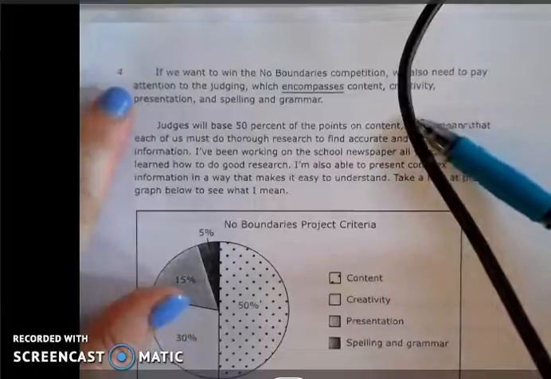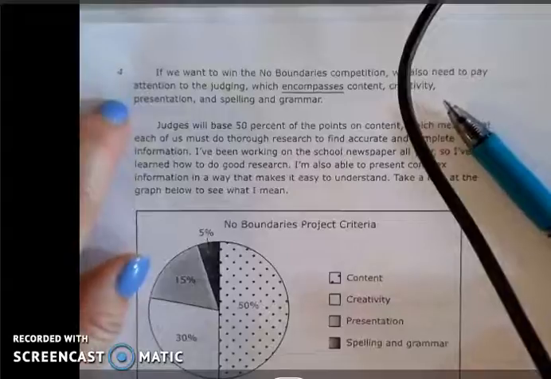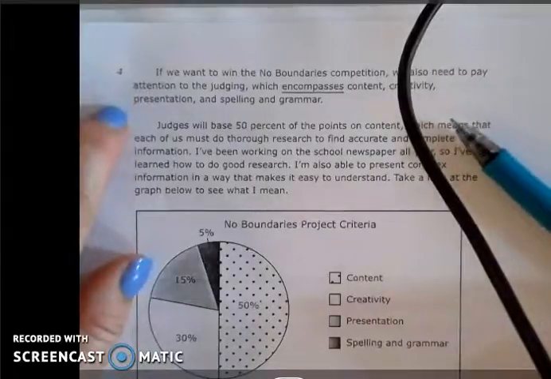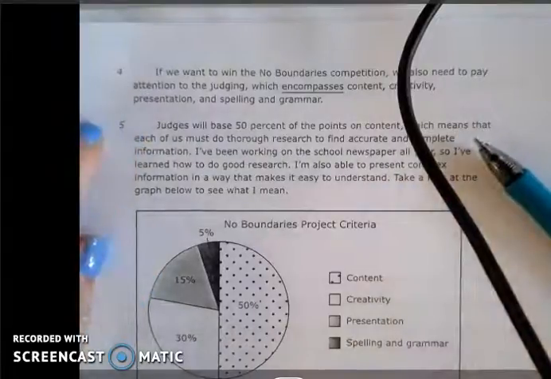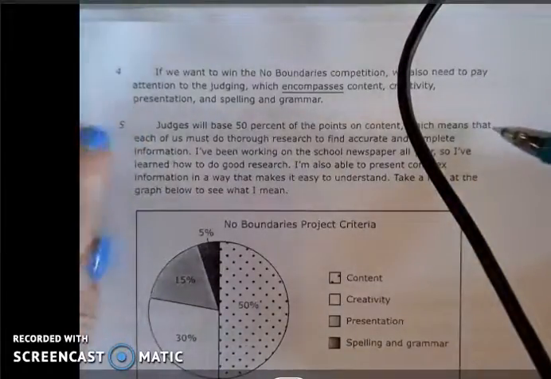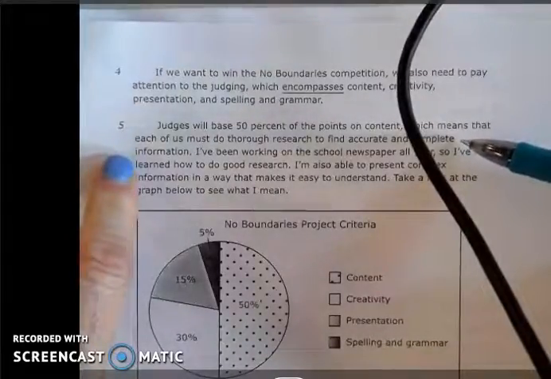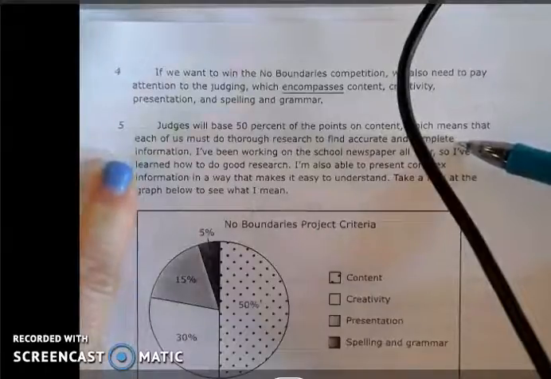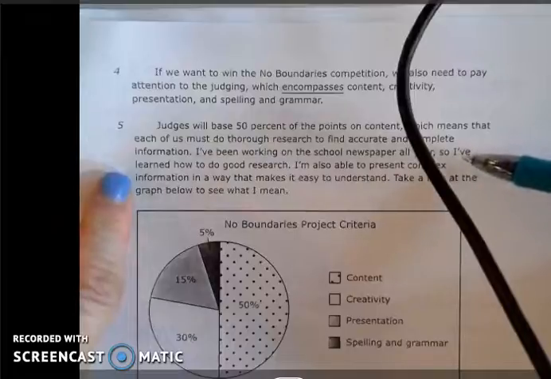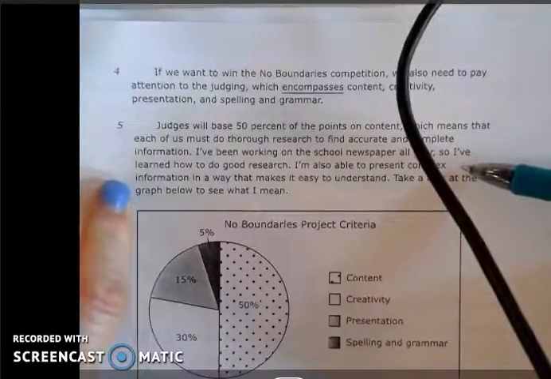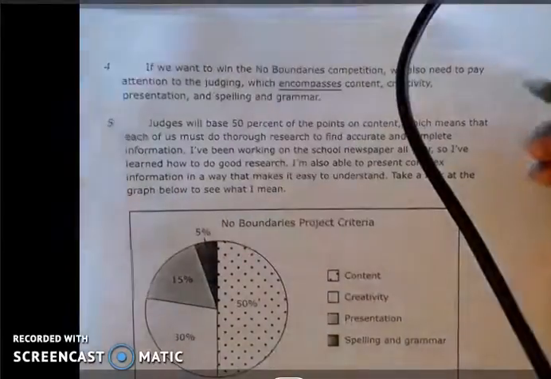If we want to win the No Boundaries competition, we also need to pay attention to the judging, which encompasses content, creativity, presentation, and spelling and grammar. Judges will base 50% of the points on content, which means that each of us must do thorough research to find accurate and complete information. I've been working on the school newspaper all year, so I've learned how to do good research. I'm also able to present complex information in a way that makes it easy to understand. Take a look at the graph below to see what I mean.